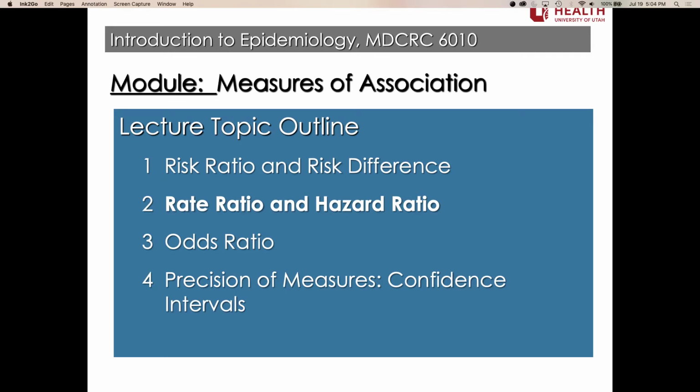For the Introduction to Epidemiology class and the module on measures of association, this is the second lecture segment: rate ratio and hazard ratio.